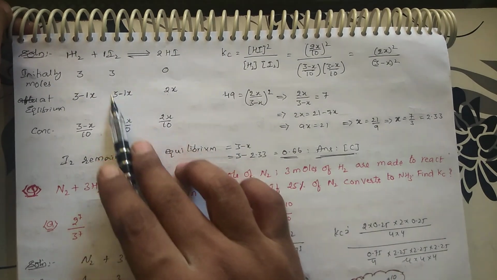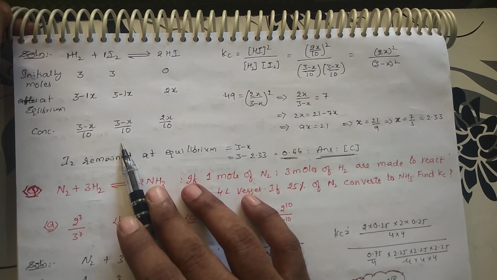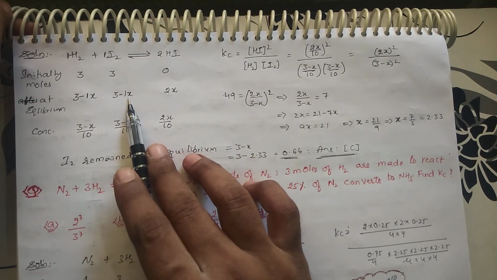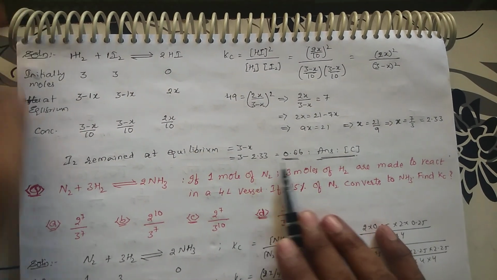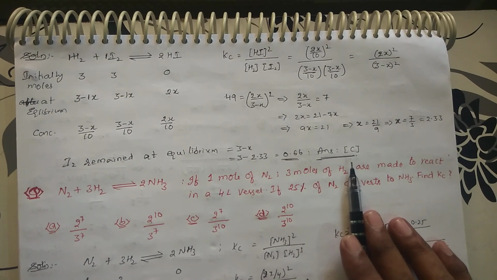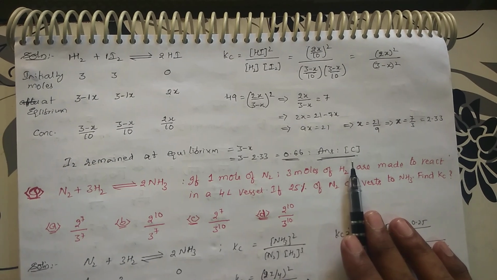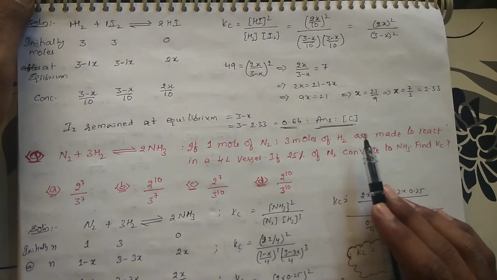This is the content that is remaining. Okay, number of moles remained. This is concentration. He is asking the number of moles of iodine remained. 3 minus x, and we know x value is 2.33. So it is 3 minus 2.33, 0.66. So answer will be C. So students, I hope that some of you have done this problem in the correct manner. Thank you. Let us go for one more model.